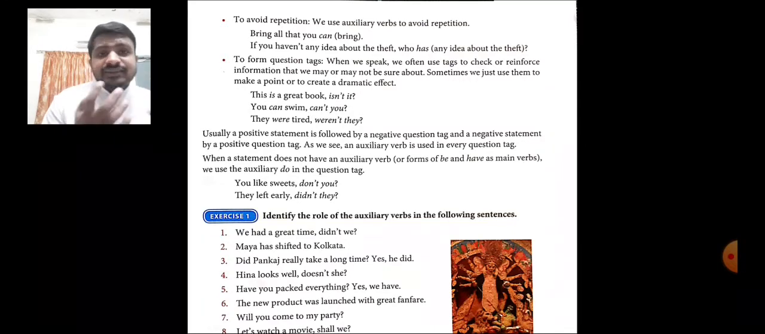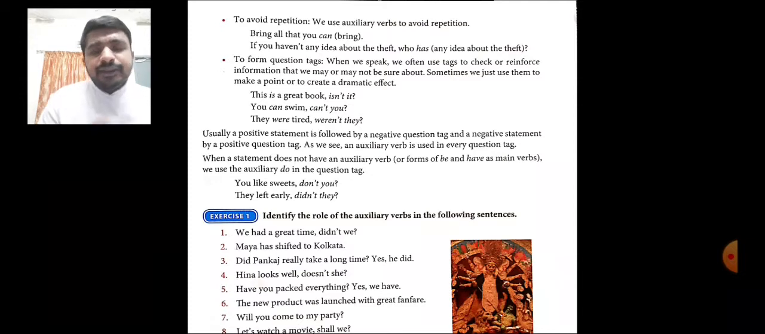Now, what is happening here? In the positive statement, we make the negative question tag, and in the negative statements, we make the positive question tags. I think in one of the chapters we are going to study these question tags. Until then, just understand that the auxiliary verb is used in the question tag.